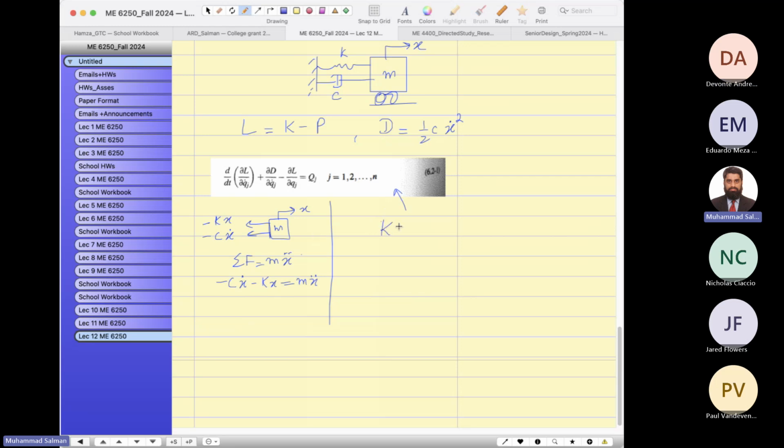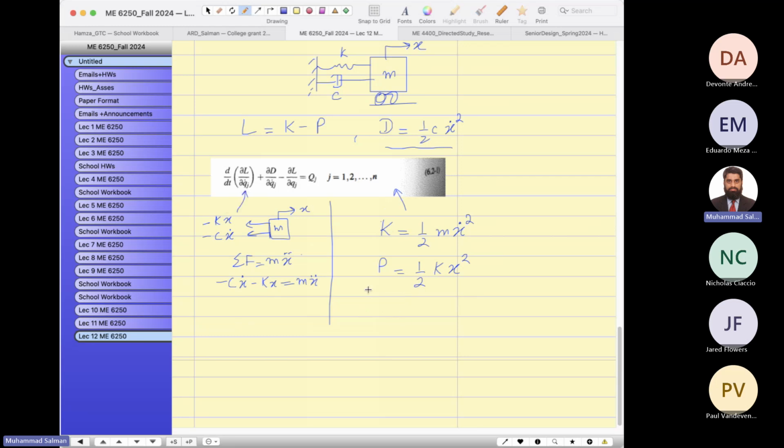So all the masses possess kinetic energy, half m x dot square. And the potential energy is stored in the spring here, half k x square. And the energy dissipates in the damper, which is written as half c x dot square. And now let's use this method.